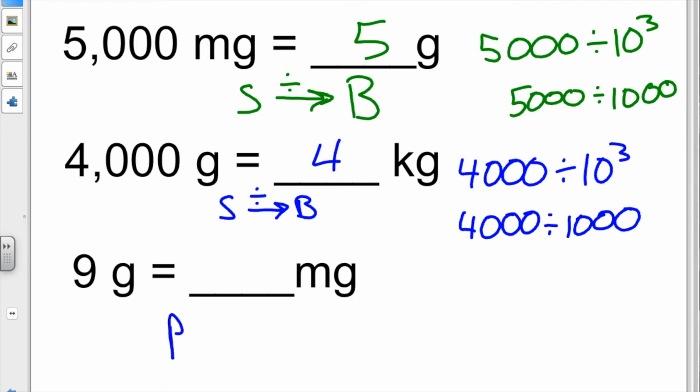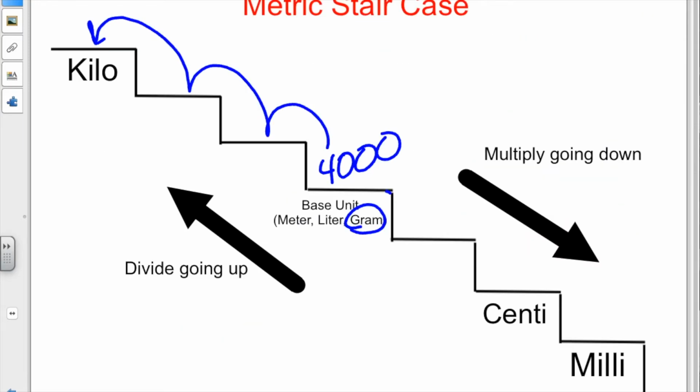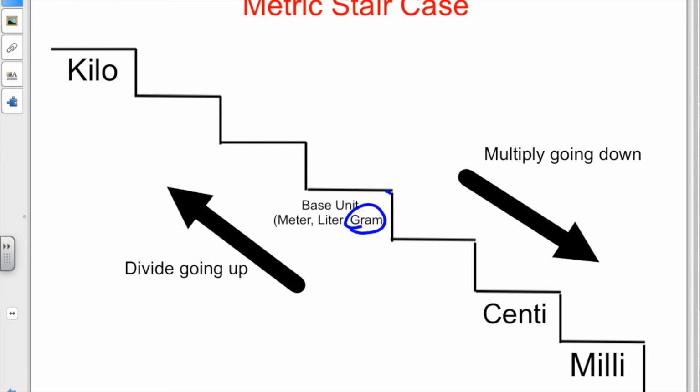All right, for the last problem we have 9 grams to milligrams. So now we're going from big units to small units, which means we need to multiply. So it's going to be a little different. 9 grams to milligrams. So we're starting in the middle again because we have grams as our base unit. We have 9 grams. We're going to go down the metric staircase to milligrams. Remember, multiply going down.